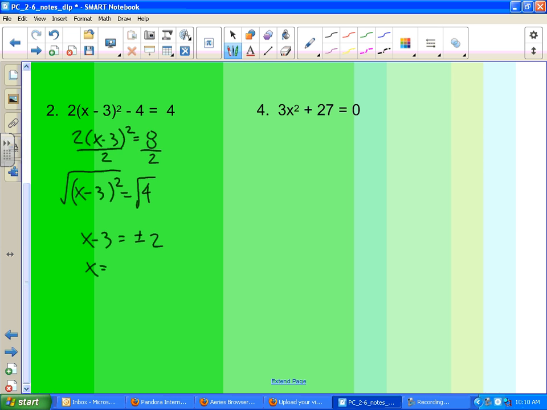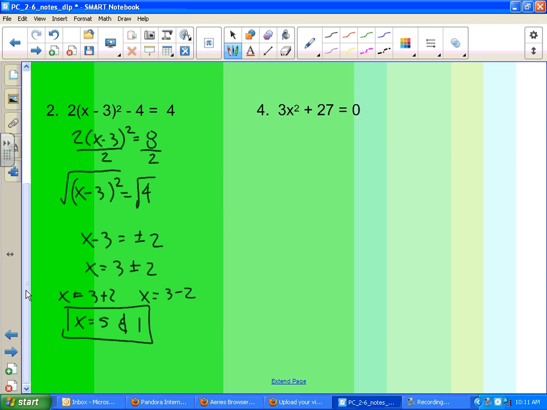And now I take 3 and I add it over there. So 3 plus or minus 2 gives me x equals 3 plus 2, and x equals 3 minus 2, or x equals 5 and 1. That's a whole lot faster than me saying 2 times x squared minus 6x plus 9, 2x squared minus 12x plus 18, minus 4 is now 2x squared minus 12x plus 14. Minus another 4, 2x squared minus 12x plus 10, and then having to factor that with my box.